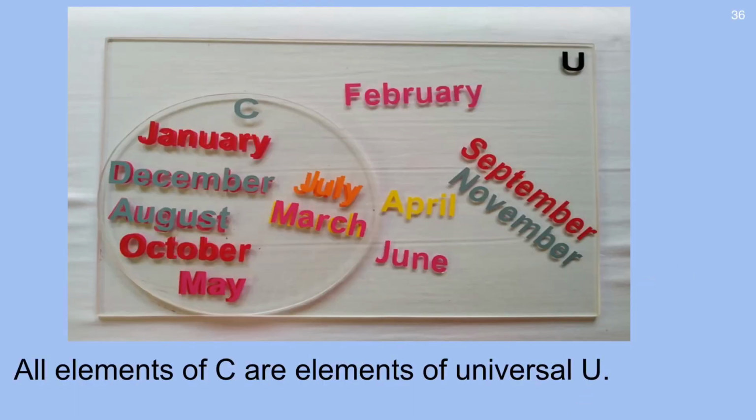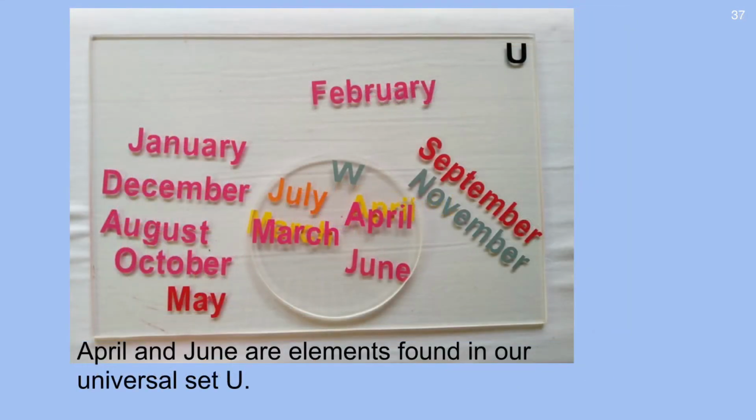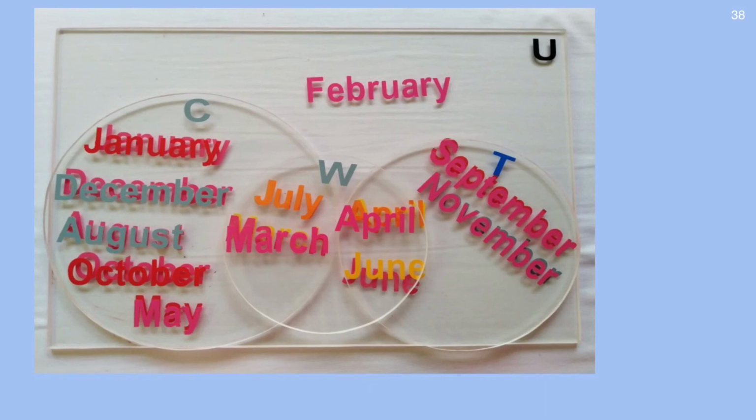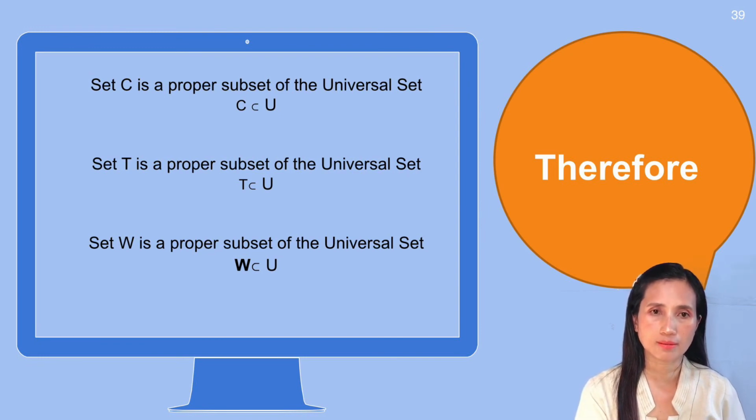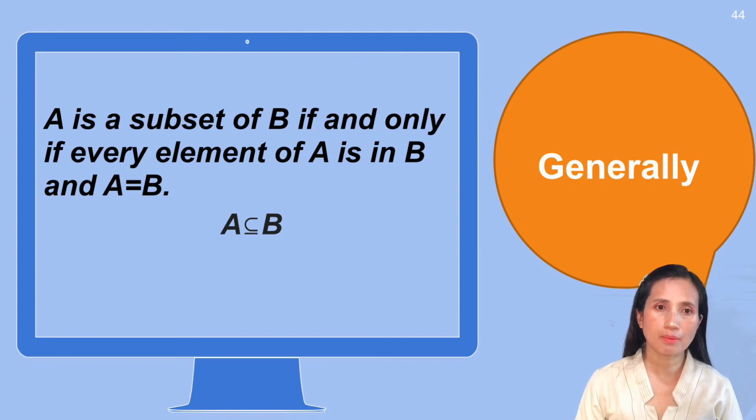All elements of C are also elements of U. April and June are elements found in our universal set U. As you can see in our illustration, all our smaller sets are contained in our universal set. Therefore, sets C, W, and T are all proper subsets of our universal set U, because all elements in these sets are elements of our universal set. Please do not forget the symbol for proper subset. Generally, A is a proper subset of B if and only if every element of A is in B and A is not equal to B. So we have A is a proper subset of B.